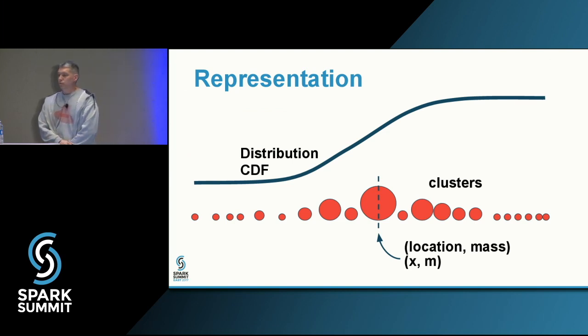So how does it actually represent the distribution? Under the hood, it basically stores a bunch of what are called clusters. And all a cluster is a location and a mass. And the location represents basically a location somewhere in your data space. So I draw them, for large masses, it's big circles, and otherwise they're smaller.